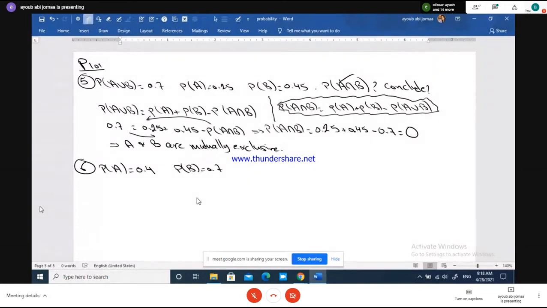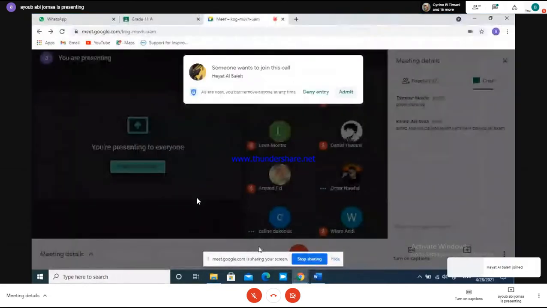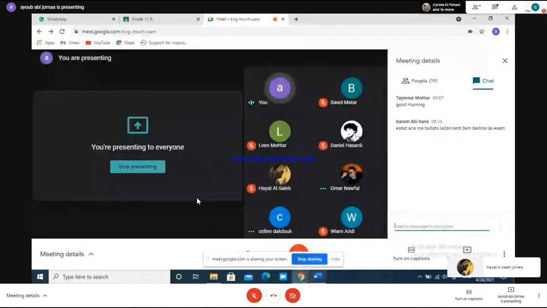Exercise number 6. You have probability of A is 0.4 and probability of B is 0.7. This is the given. The question: are these two events mutually exclusive? What do you mean by mutually exclusive, Omar?